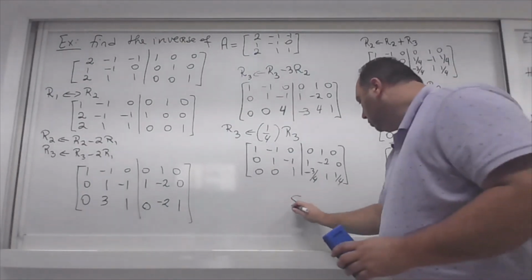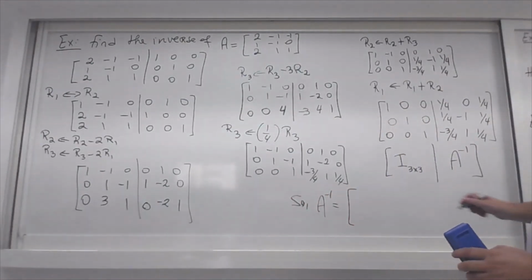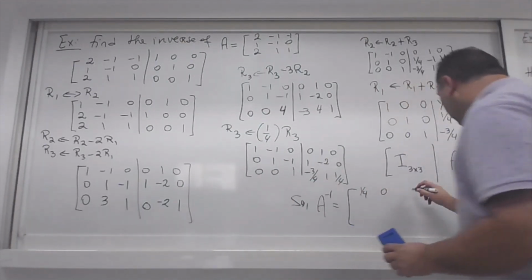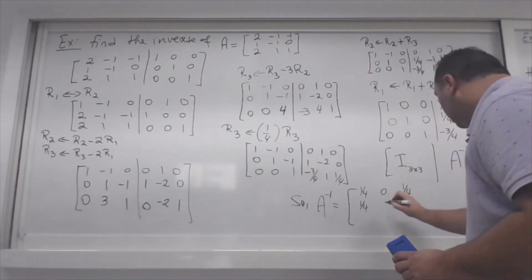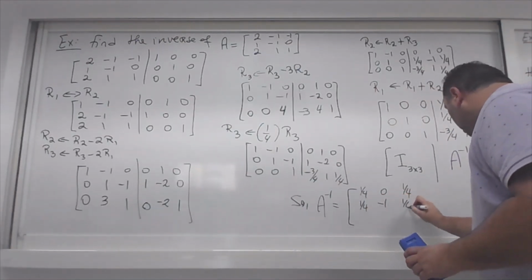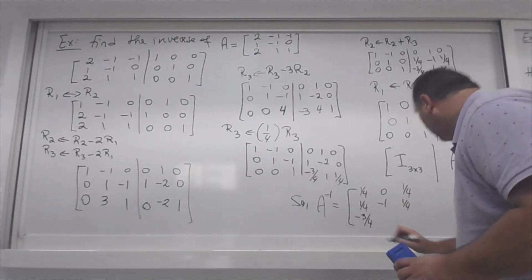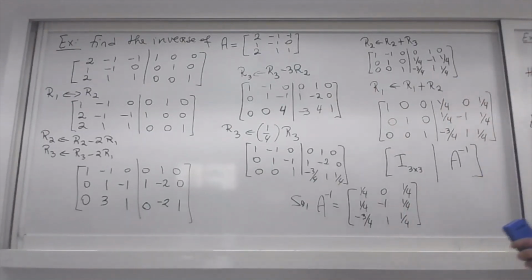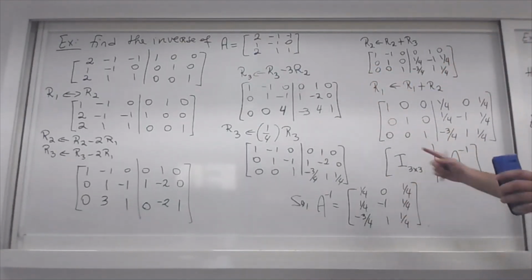So A inverse is the 3 by 3 matrix that is super ugly. 1 over 4, 0, 1 over 4. And there's a lot of 1 over 4 here. If I was smart, I would take 1 over 4 out. Okay, so this matrix is the inverse of matrix A. And matrix A is the inverse of this matrix.